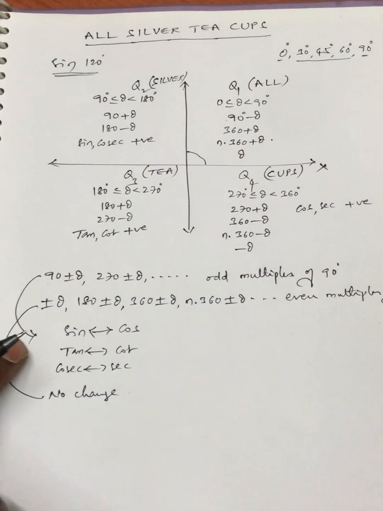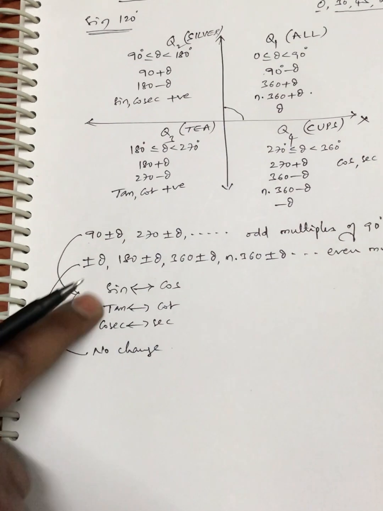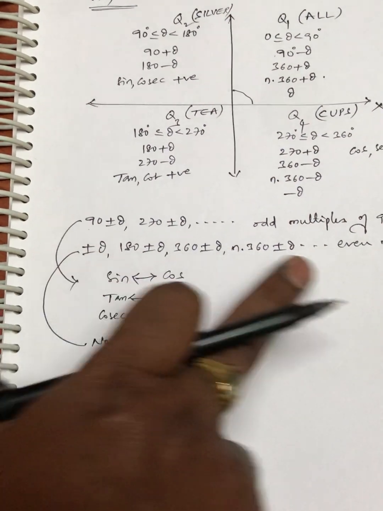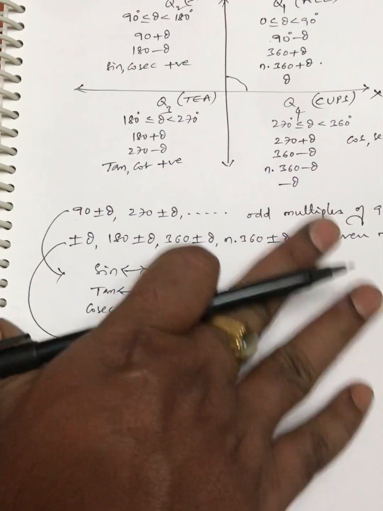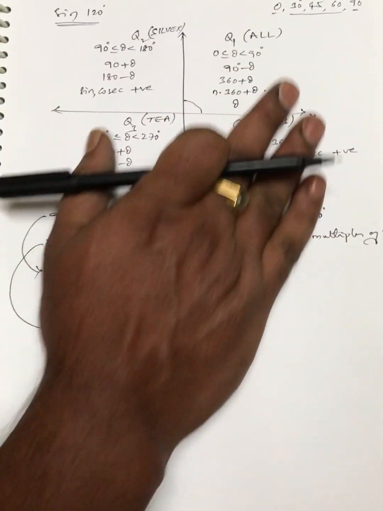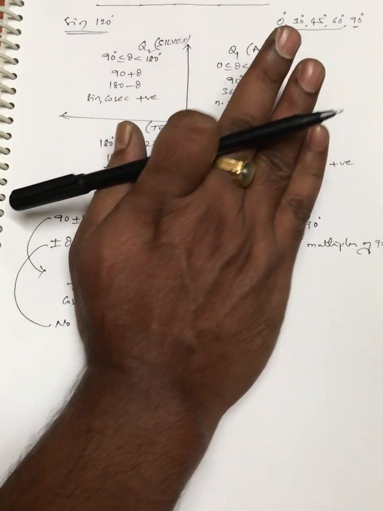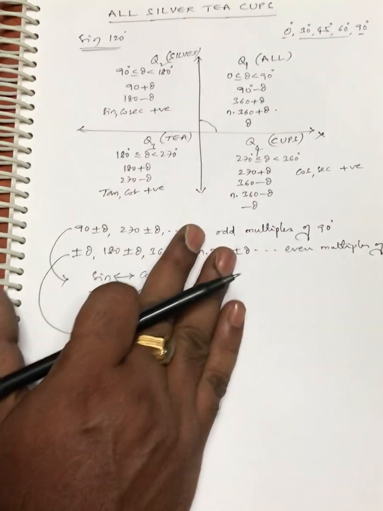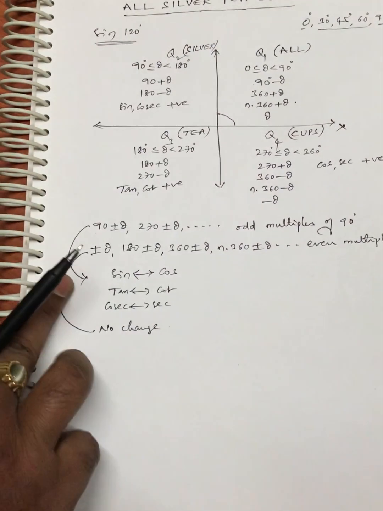Next, the third one is: for odd multiples of 90 degrees, ratios will be changed like this. For even multiples of 90 degrees, ratios will remain as they are. This is the concept of All Silver Teacups. So if we have remembered this graph, with the help of this graph we can find the values of any degree with a trigonometric function.